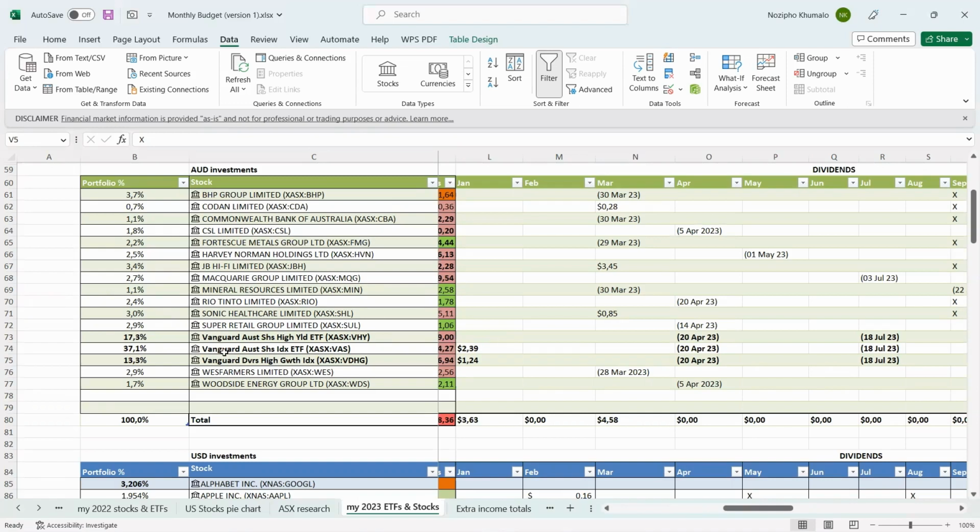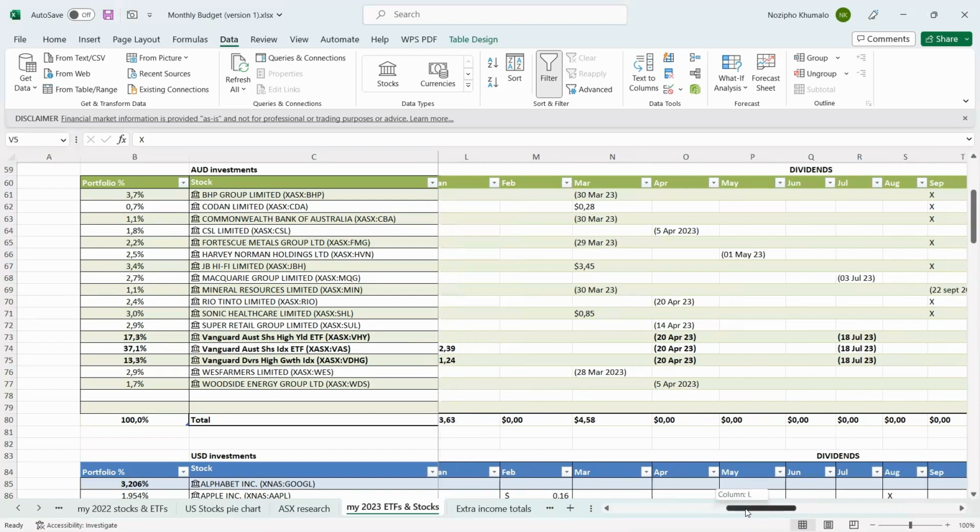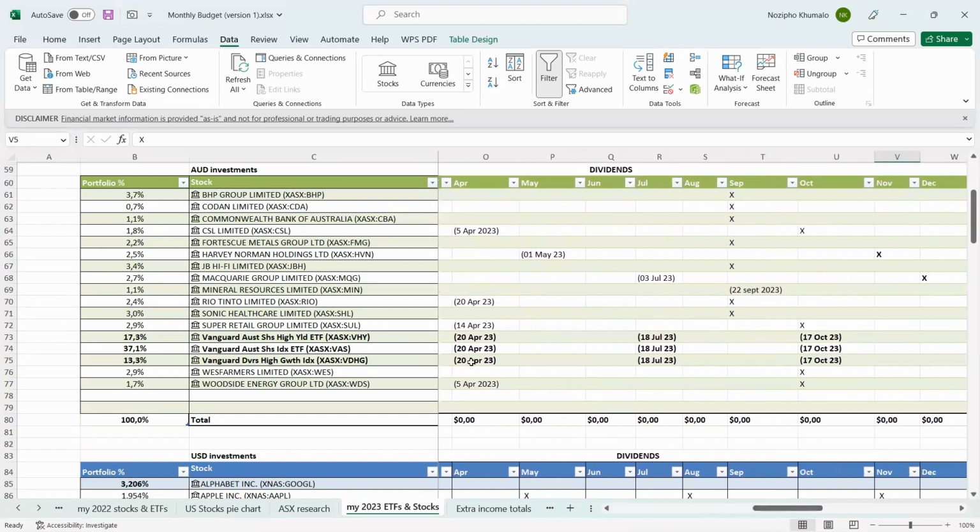That's why in January, I didn't receive a dividend from there because I hadn't yet bought the ETF. I also have Vanguard Australian Shares Index ETF, or VAS for short. I got a dividend in January. And I also have Vanguard Diversified High Growth Index ETF, or VDHG for short. Also got a dividend in January. My upcoming dividends for those 3 ETFs is 20 April, 18 July, and the final dividend from those ETFs will be the 17th of October.